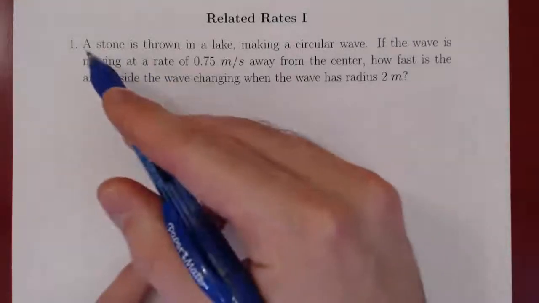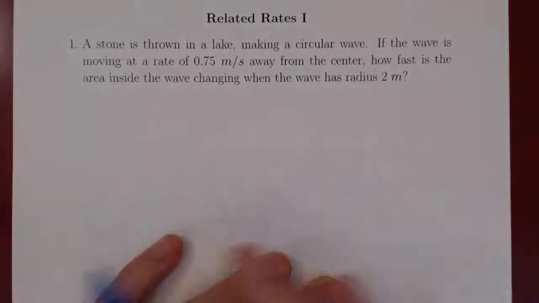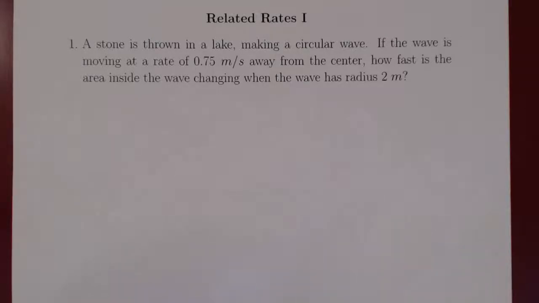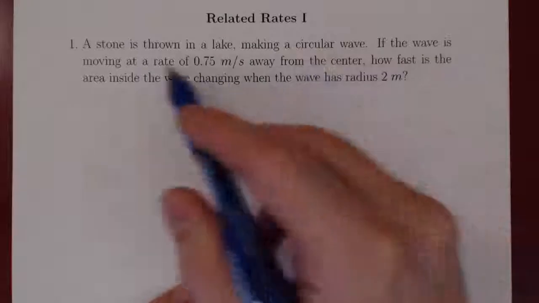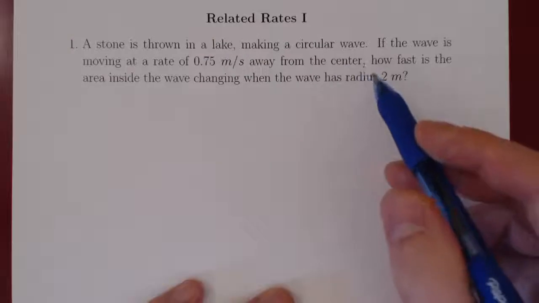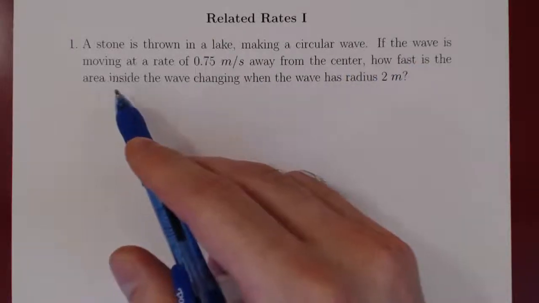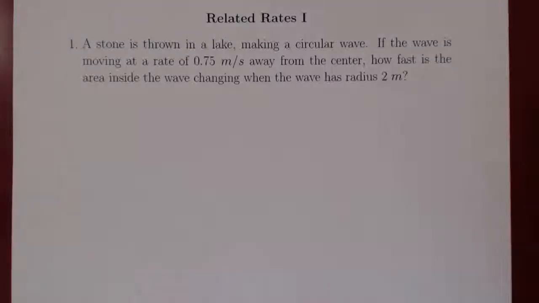So here's the situation. A stone is thrown in a lake, making a circular wave. Imagine that you have a lake, the water is really calm, and you throw a stone in the lake. The stone will make ripples in the water, and the ripples are circular, and they will get larger and larger. We're told that the wave is moving at a rate of 0.75 meters per second away from the center, and we're asking how fast is the area inside the wave changing when the wave has a radius of 2 meters.